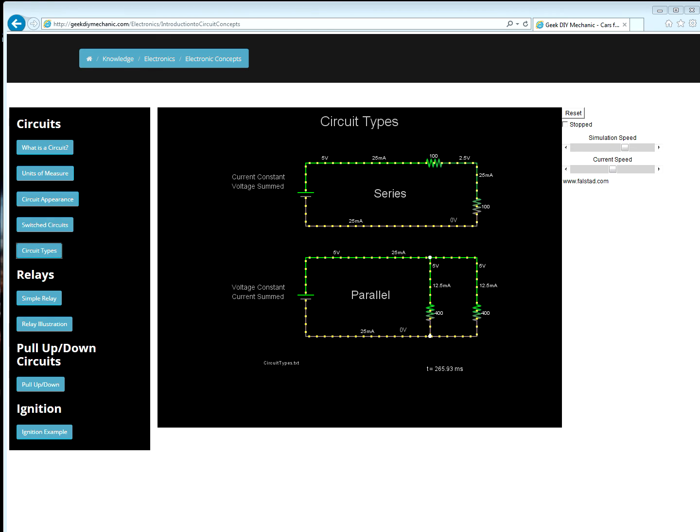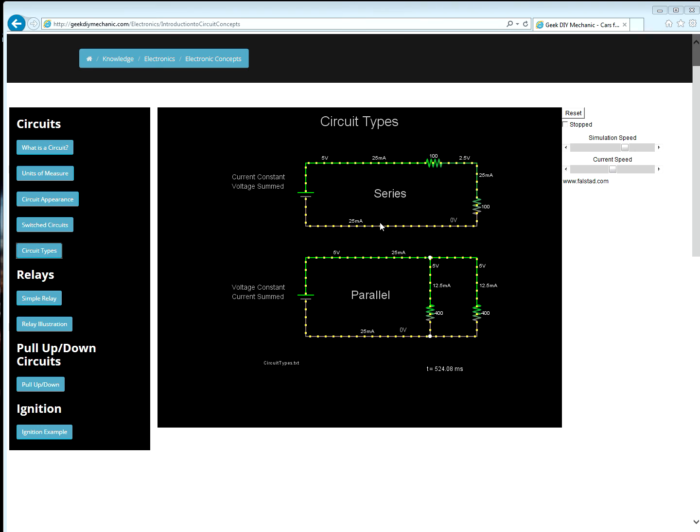Let's examine the series circuit. That's the circuit on top. First, notice that the current is constant at all points in the circuit. 25 milliamps, 25 milliamps, 25 milliamps. But also notice that the voltage differs in the circuit. 5 volts, there's a load right here, goes to 2.5 volts. Another load takes it to 0.